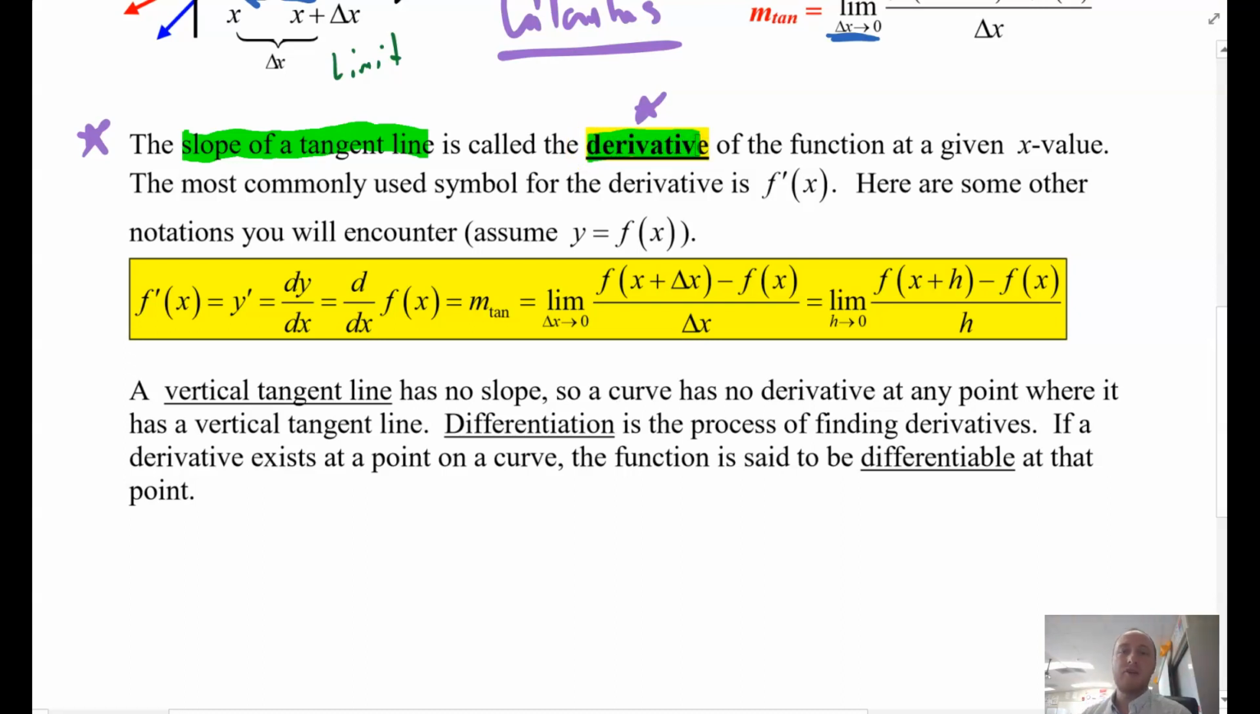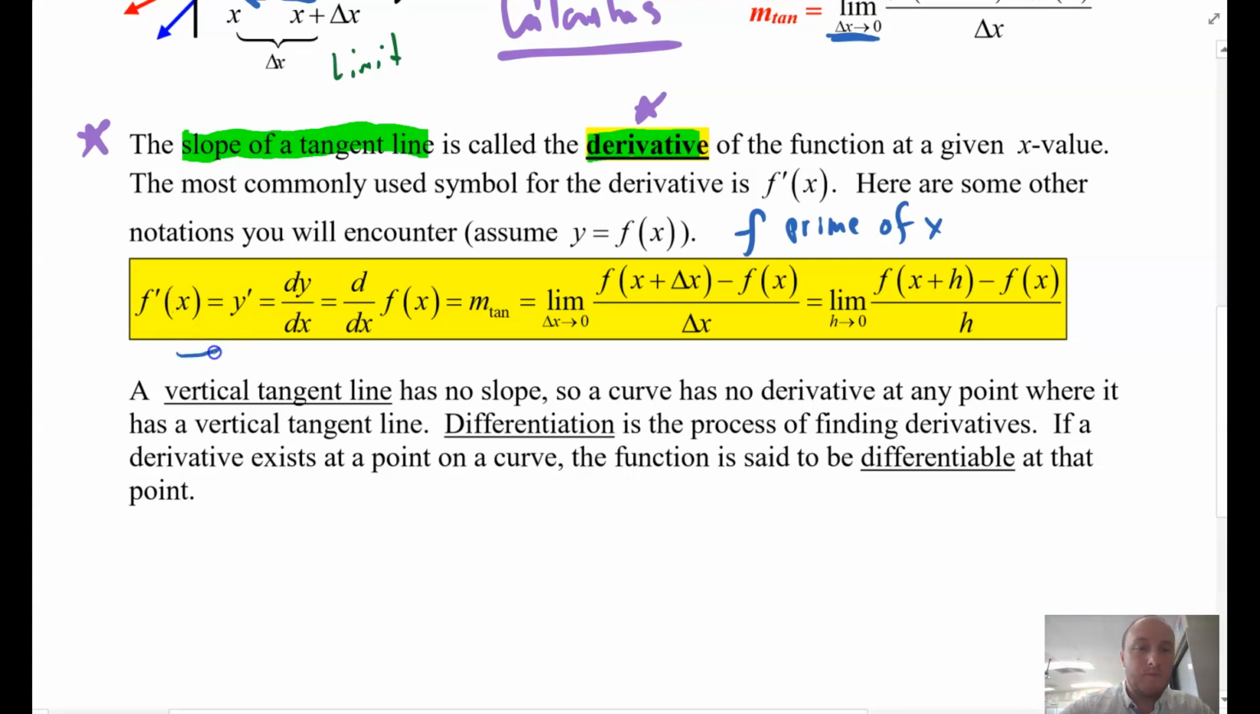Now, the most commonly used symbol for the derivative is f prime of x. F prime of x. And I want you to say this and write this with me. F prime of x. Okay, that's how you pronounce that. F prime of x. Okay, and then also there's some other notations that you can use. Here we have f prime of x.